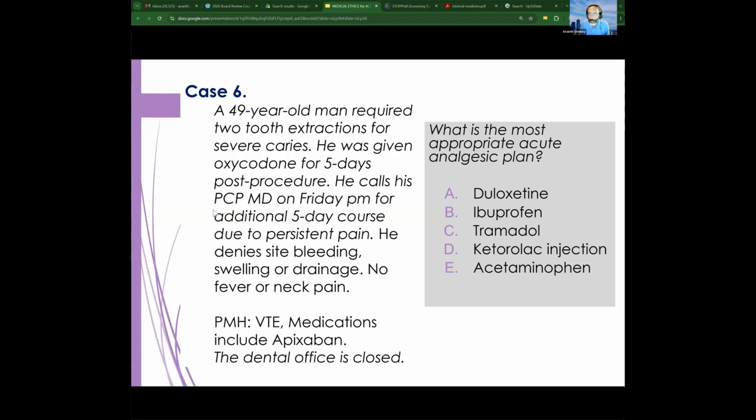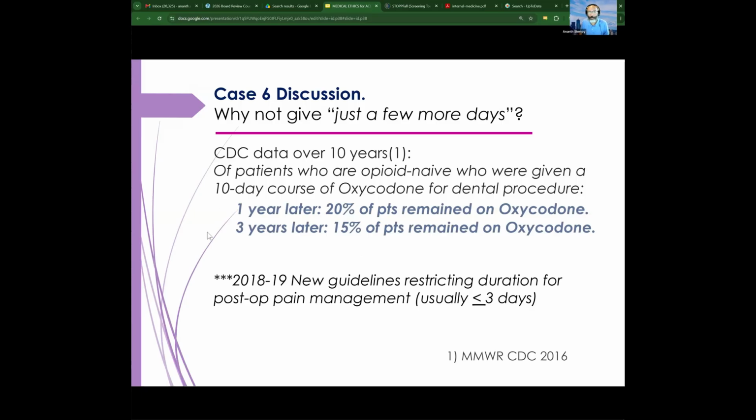Okay, great. We are between prescribing tramadol and acetaminophen. And so I think this is hopefully then a really helpful case for us to discuss. Why not just give a few more days? And of course, tramadol is a less potent opiate than oxycodone. So, right, presumably less harm, right? That would be a reasoning behind answer choice C.